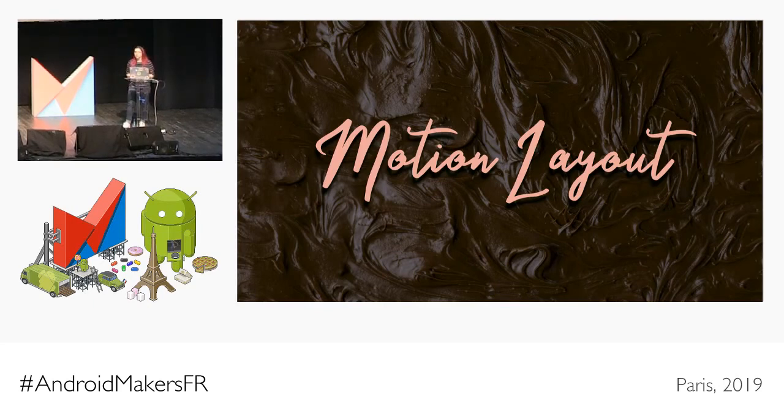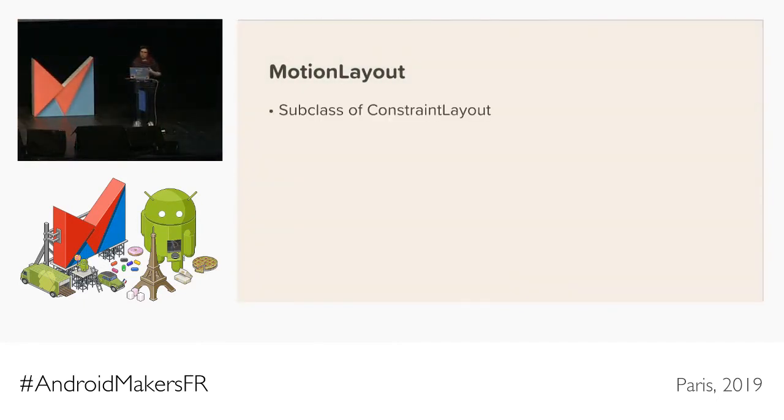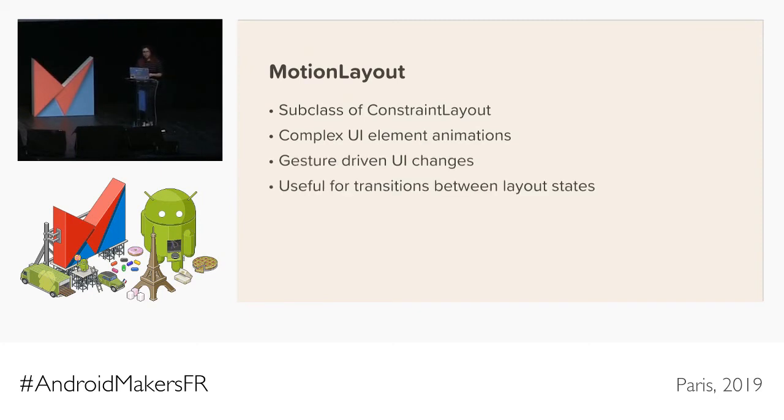But what I want to show you is some examples of where I've used it and how I've found it useful. Basically, MotionLayout gives you a subclass of ConstraintLayout. So you can do some complex UI element animations. You can drive animations via gestures and have the gesture actually control the progress of the animation, which I think is pretty cool. And you can also use it for transitioning between different layout states. So if you have something showing a loading screen and then going on to a different screen, you can use MotionLayout and transition between these two states quite easily.